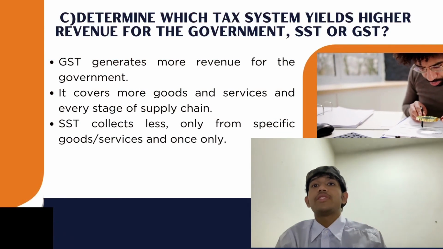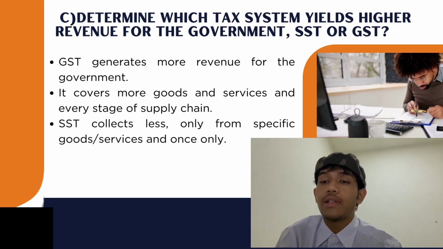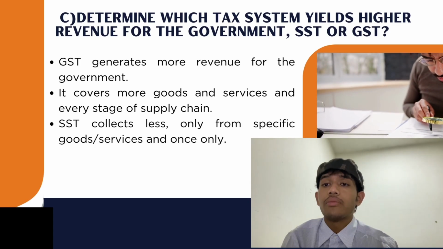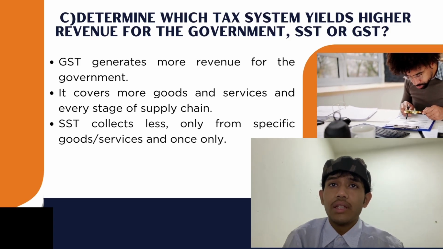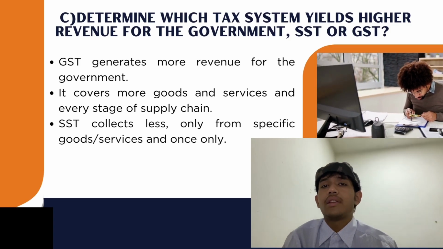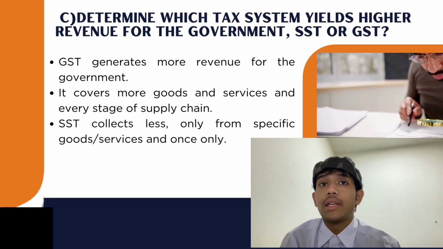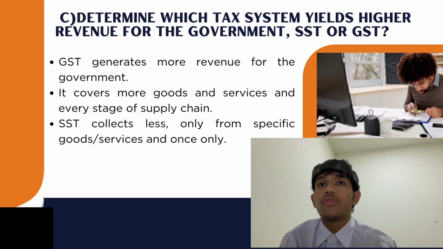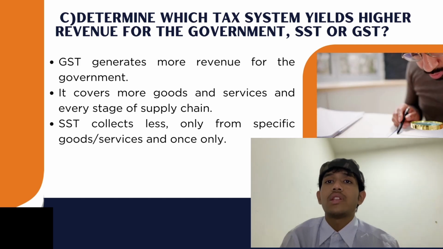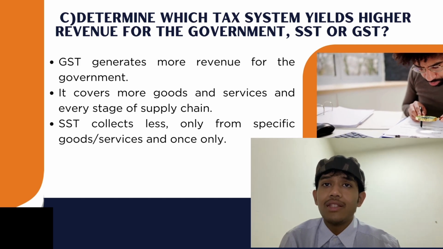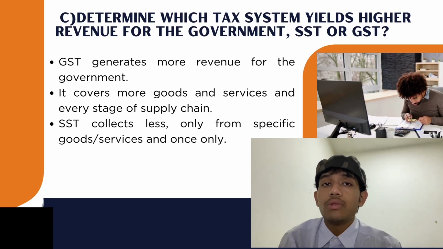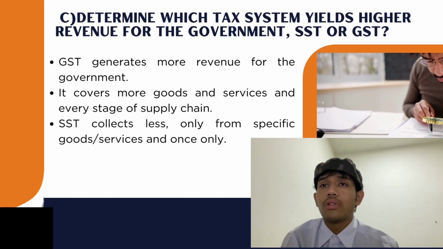That's all. So, how do we determine which tax system yields higher revenue for the government, SST or GST? GST has higher revenue for the government compared to SST. It is a broad-based tax applied at all stages of the supply chain, capturing more taxable transactions. Based on fiscal reports, GST is more effective in generating revenue. SST, being limited to specific goods and services and only taxed at one stage, results in lower tax collection and is less efficient overall.